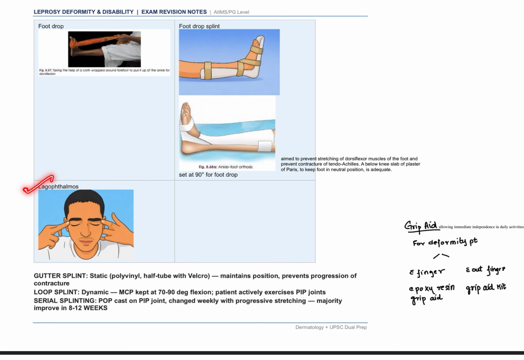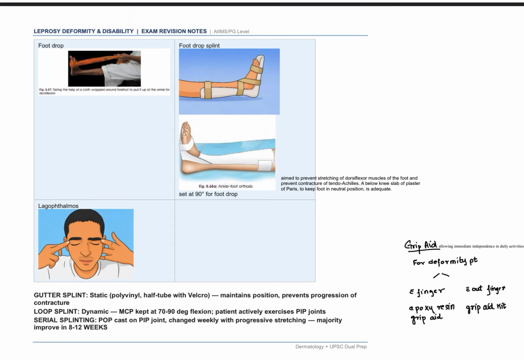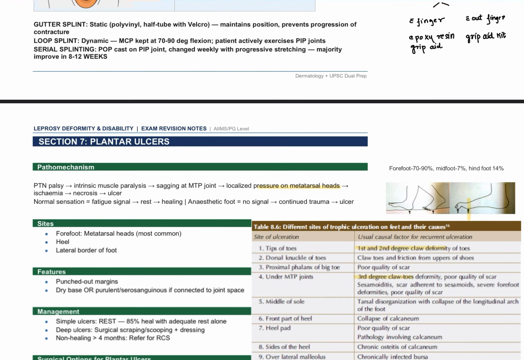And for lagophthalmos, this is the exercise that we do to stretch laterally and upwards. So this is how we keep the patients in splints. And we can also use grip aids for independence in daily activity if a patient has deformity. So if the fingers are being used, epoxy resin grip aids are there. Without finger, a grip aid kit can also be used.